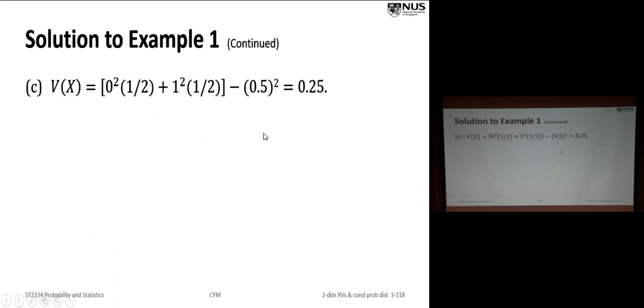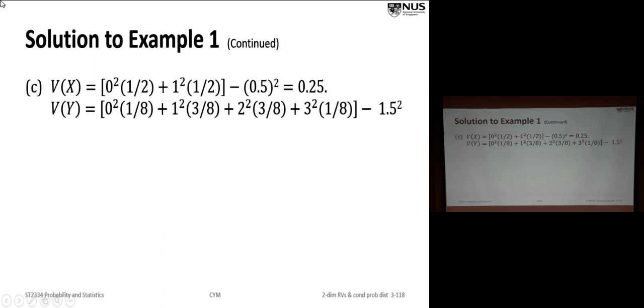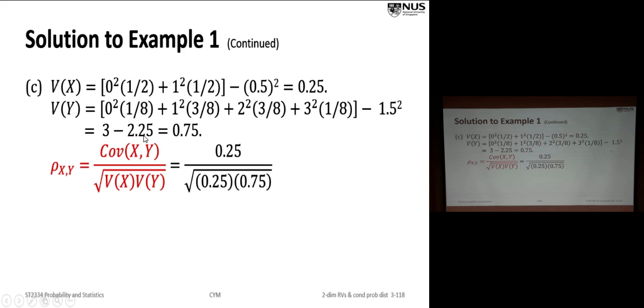All right? And how about the variance of x? So we work out the variance of x is 0.25, variance of y is, oh sorry, 0.75. Okay, so the correlation coefficient is equal to the covariance of xy, which is expectation of xy minus expectation of x times expectation of y, so it's 0.25. So it turns out that the correlation is 0.5774.